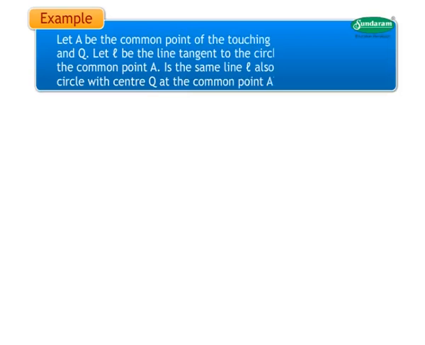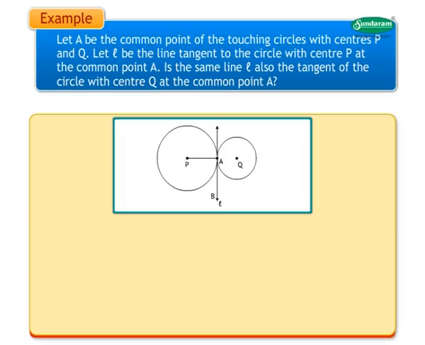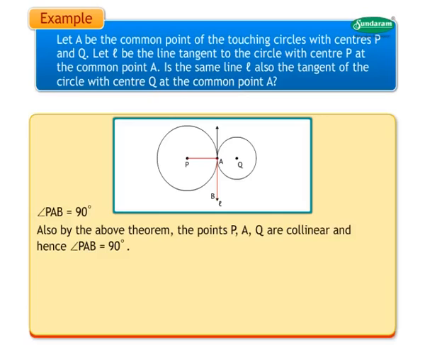Let A be the common point of the touching circles with centers P and Q. Let L be the line tangent to the circle with center P at the common point A. Is the same line L also the tangent of the circle with center Q at the common point A? Take any point B on the line L, then angle PAB is equal to 90 degrees. Also, by the above theorem, the points P, A, Q are collinear, and hence angle QAB is equal to 90 degrees. We get that the line AB is the same as the line L.